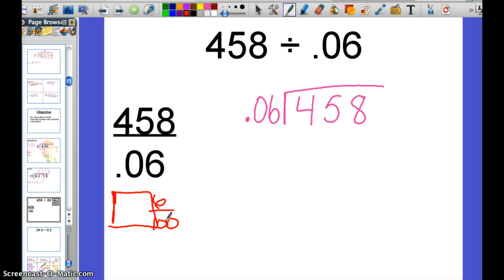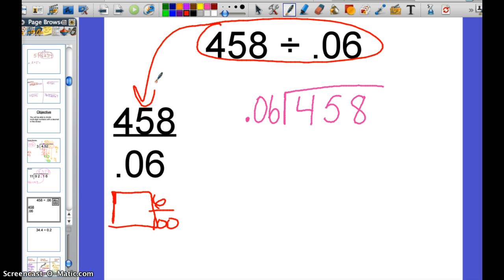Well, I'm expecting it to go in quite a lot of times because 6/100ths is so small. I'm expecting a pretty big number as my answer because there are probably a lot of groups of 6/100ths to get to 458 wholes. So the first thing you need to realize is that this problem can be expressed as a fraction, which I've showed you a couple times.